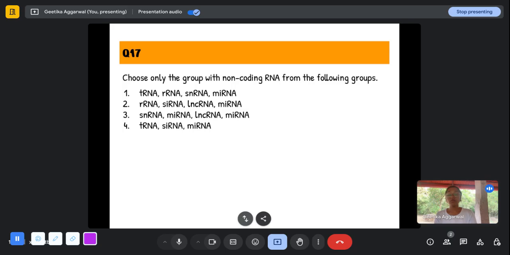So, actually, the answer to this question would be all the four options, because none of these options has mRNA. Sorry. The correct answer to this question is the third option, which is small nuclear RNA, microRNA, lncRNA, and microRNA again, because tRNA and rRNA are involved in coding.